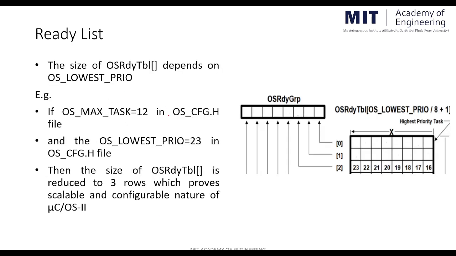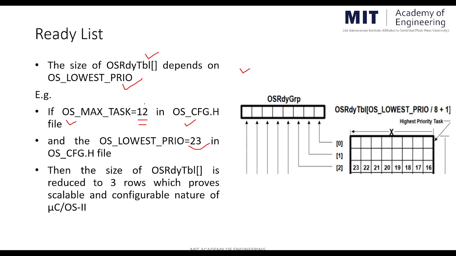Now we will take one example here. The size of the OS RDY table depends on the OS lowest priority. Okay, we have to justify this statement now. For example, the value which we have put into OS_MAX_TASKS is 12. Suppose the application needs 12 tasks, and this variable is present in the config.h file that we have seen already, and the OS lowest priority value is 23.